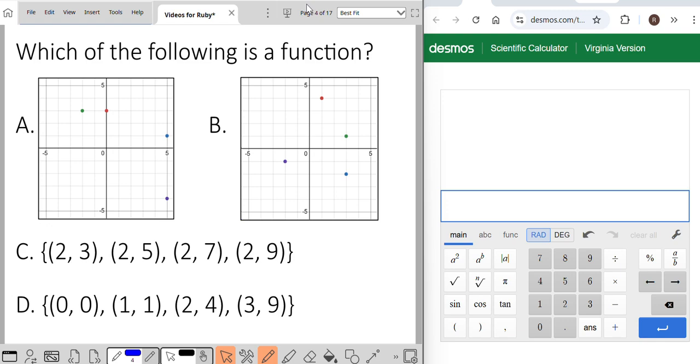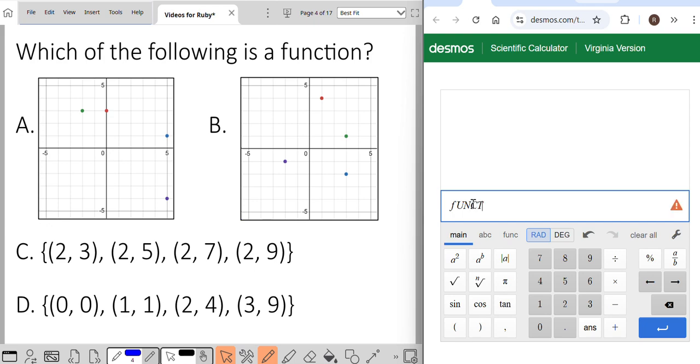Okay, so this is where we start to really get into the algebra. It says, which of the following is a function? And you have four choices. Two of those choices are graphs, and two of them are a list of points. I'm going to come over here in Desmos and I'm going to type something for you, okay?